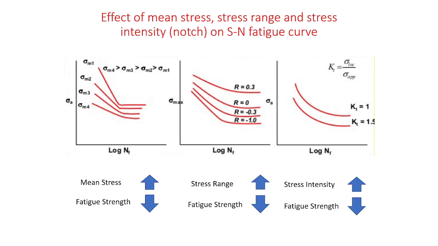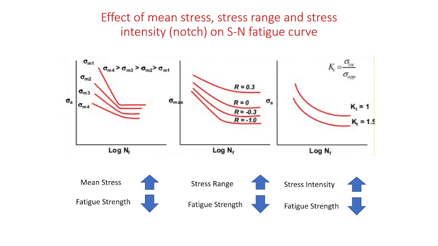Right. So this is the effect of mean stress, stress range and stress intensity on the SN fatigue curve. On the left hand side, you can see the first diagram, which illustrates the effect of sigma A, or the effect of the mean stress on the fatigue strength. Sigma A versus logarithmic number of cycles is taken here. See what happens: sigma m1 is at the top, sigma m4 is less. So here, as the mean stress decreases, the fatigue life increases.